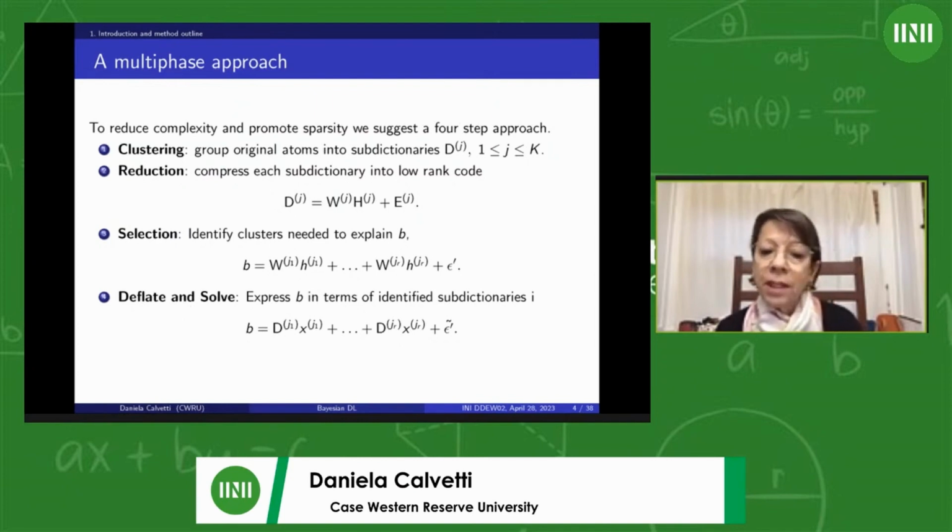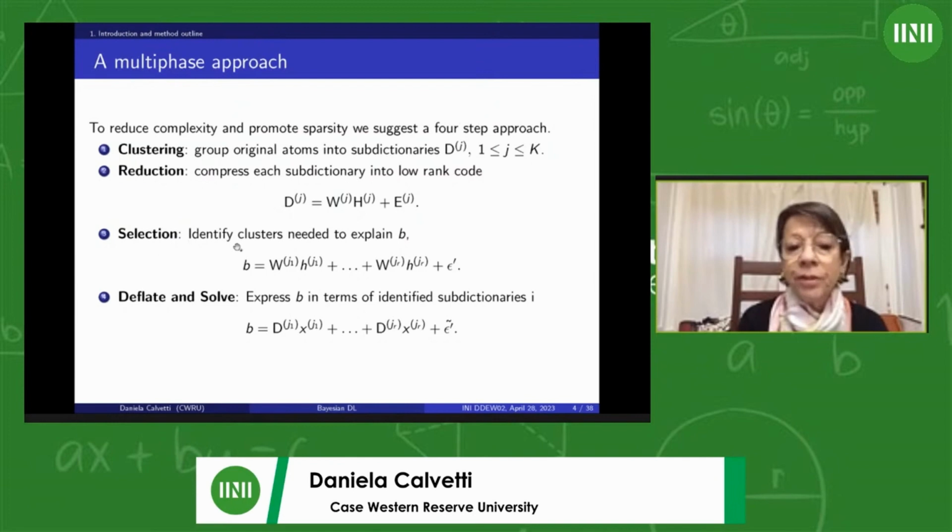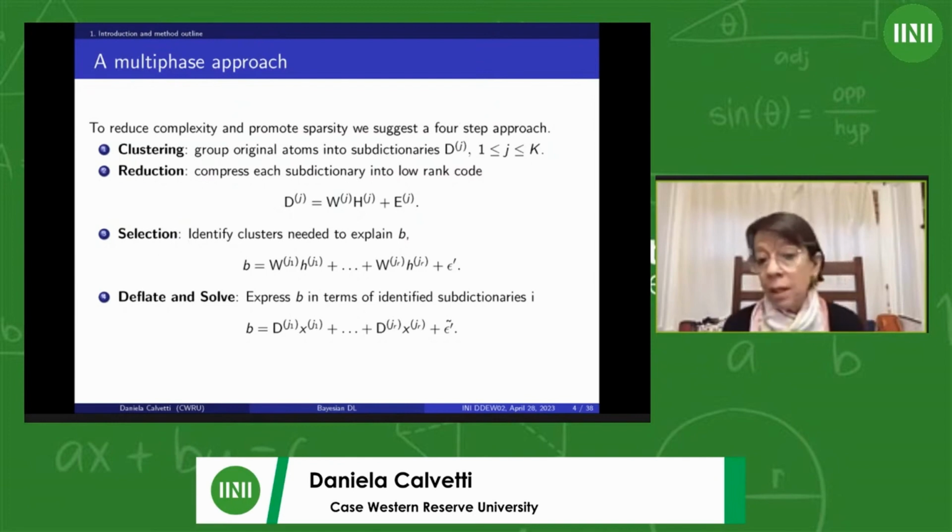So we take the original dictionary, going back to the low-rank representation of the subdictionaries. And we deflate the original dictionary of all of the subdictionaries that in the previous phase were deemed not relevant. So now we can solve a smaller, in many cases much smaller, dictionary matching problem with the deflated dictionary here.